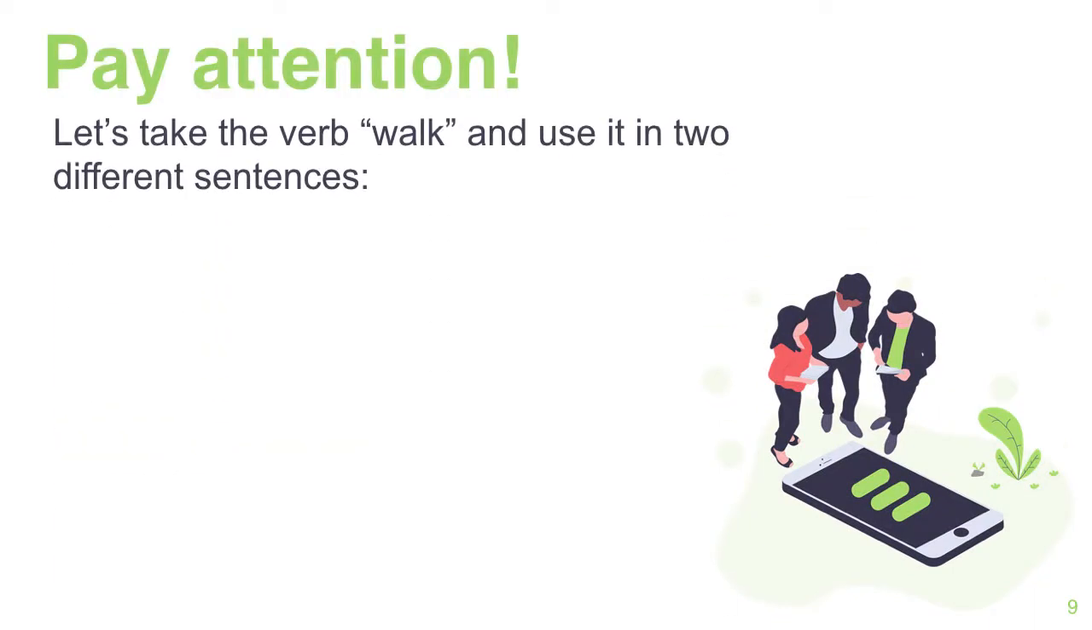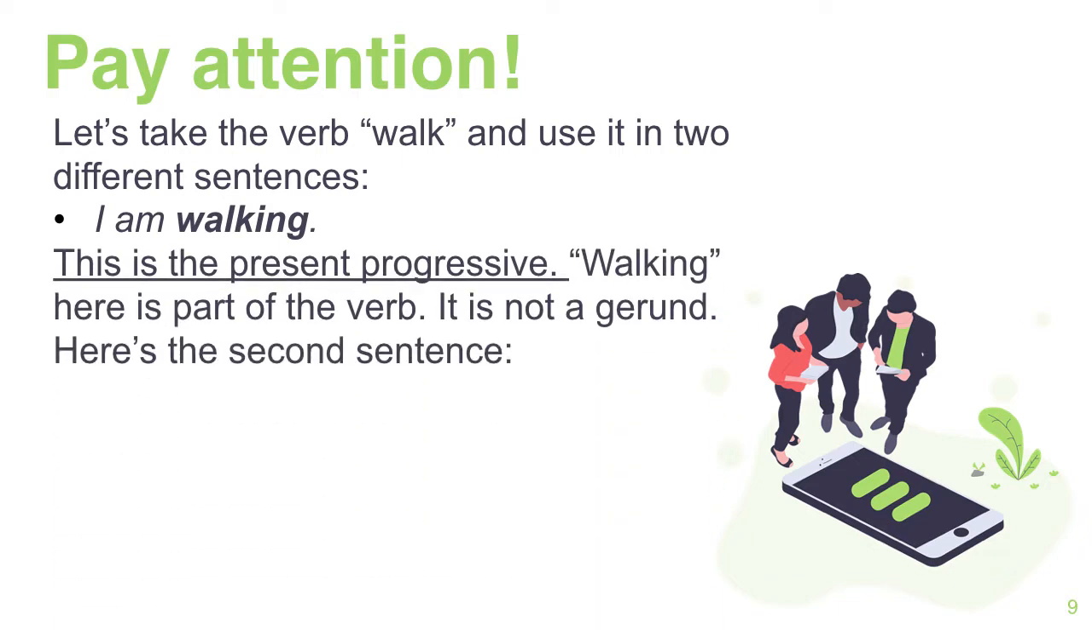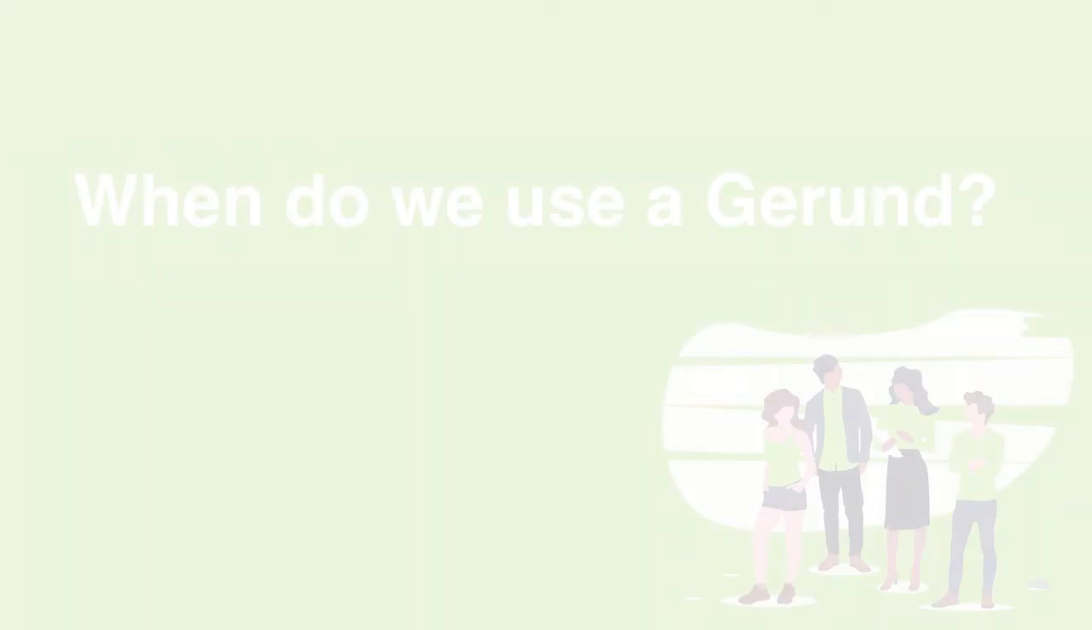Pay attention. Let's take the verb walk and use it in two different sentences. The first sentence is I am walking. This is the present progressive. Walking here is part of the verb. It's not a gerund. Let's have a look at the second sentence, I don't like walking. Yes, this is a present simple, but it contains a gerund. Walking in this case is the object of this sentence.